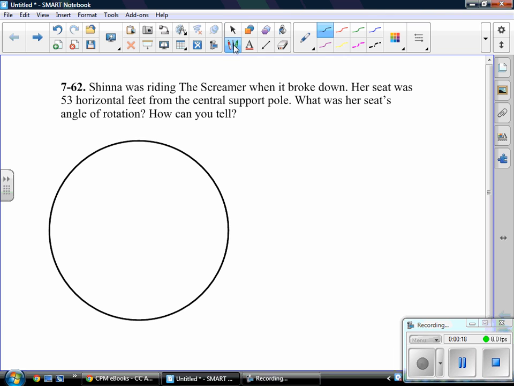So we're going to start by drawing in. Again, we start from the center. This line, we'll always draw that in when we're talking about our circles. So she was 53 horizontal feet from the center, so we could draw this part as 53 feet. Okay, so here's our angle. We need to figure out what that angle is. Call that theta.